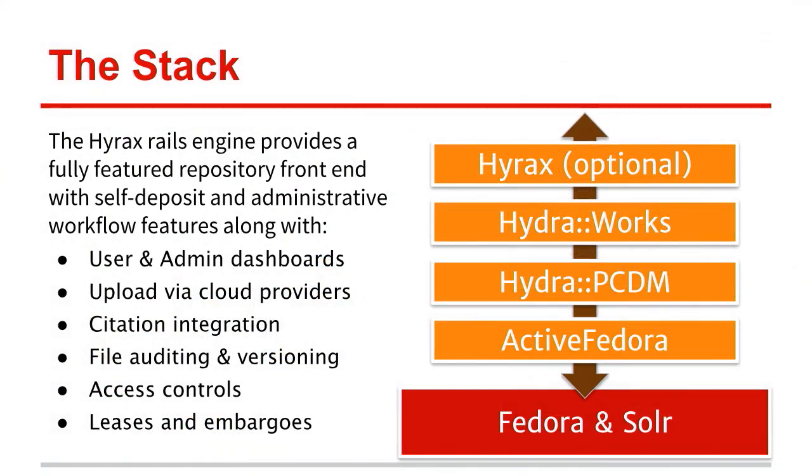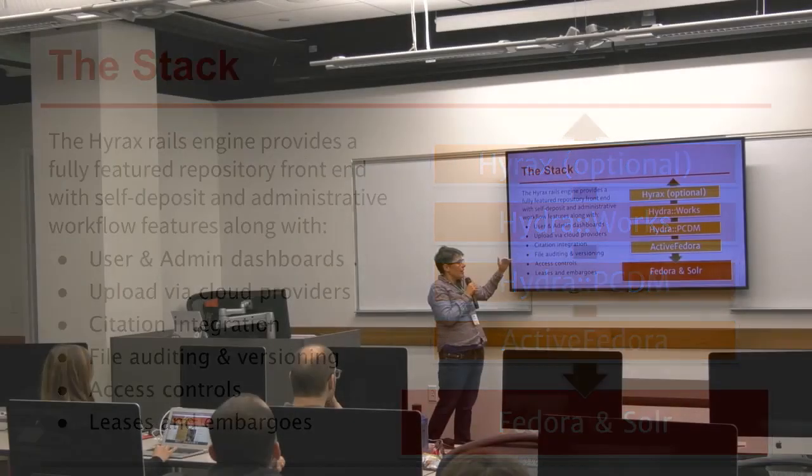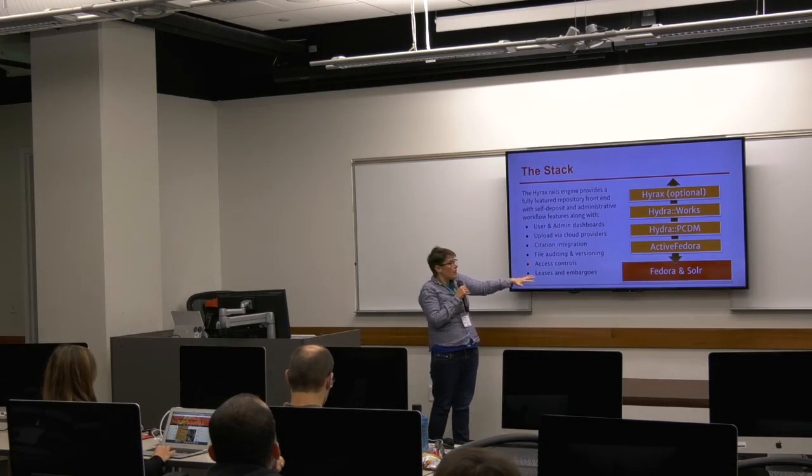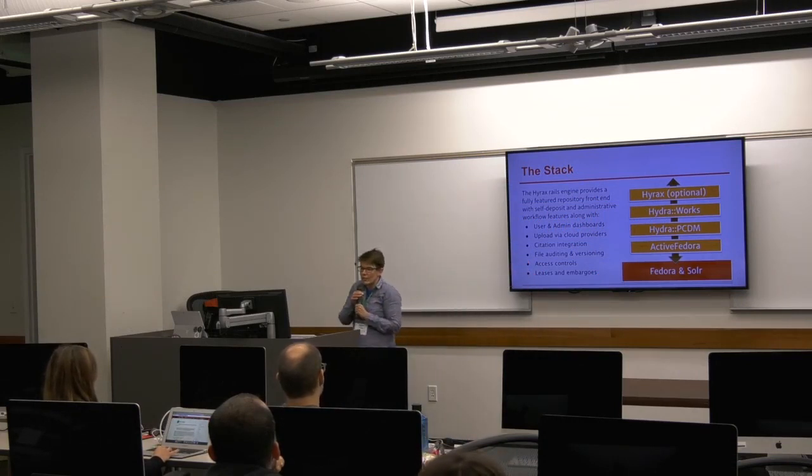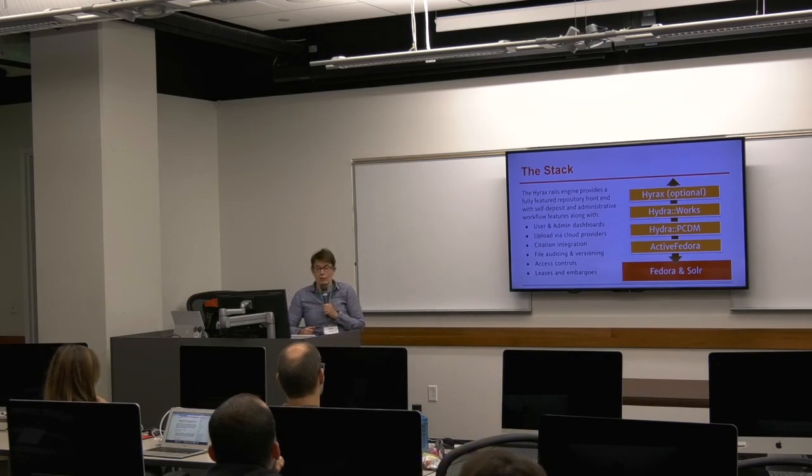It brings you those user and admin dashboards. It brings you the upload locally and via cloud providers. It brings you some citation integration, so you can pull out, say, EndNote references, and it embeds Google Scholar tags in the pages. It builds in some file auditing and versioning capabilities, so you can replace a version of a file and it maintains the original, and it lets you roll back to that original if you've made a mistake. That's relying directly on Fedora features, but it's implemented in Hyrax. It gives you the access control that we've looked at, and the leases, embargoes, and a bunch of other features that are being added all the time, like IIIF and Universal Viewer support.